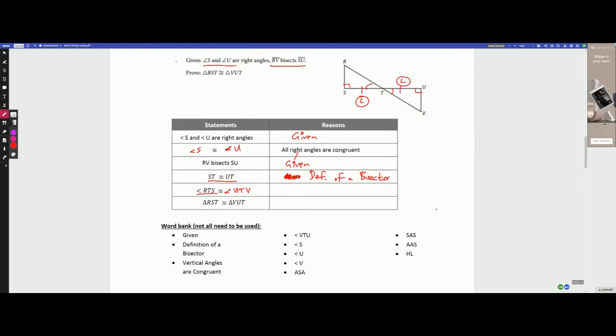So let's see, it didn't even have it in the word bank. That's interesting. Okay. Vertical angles.